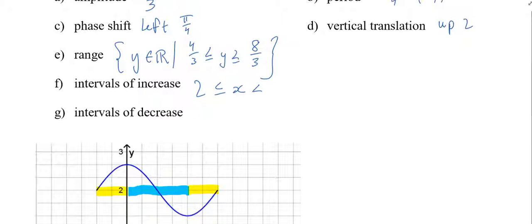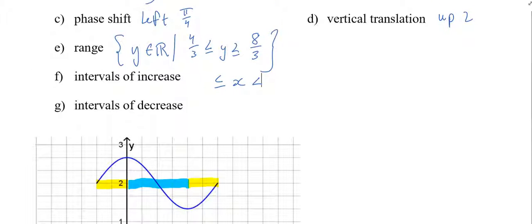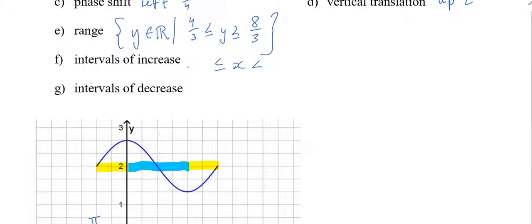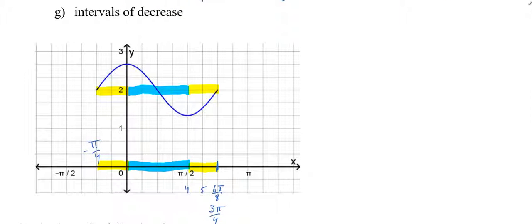Oh, sorry, I just made that mistake. Oh my goodness. It's negative pi by 4. How many people copied that down? Whoops. To 0. And then pi by 2 to 3 pi by 4.